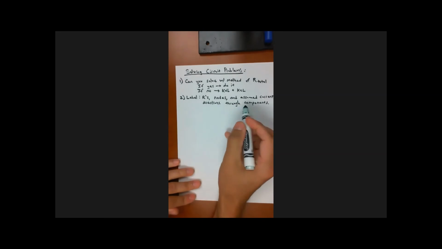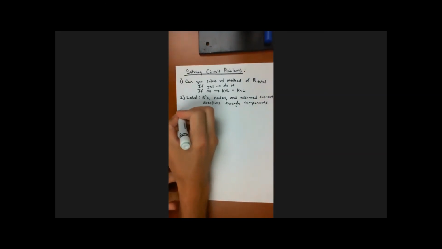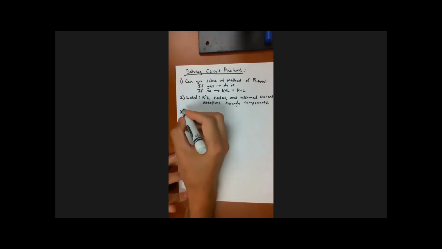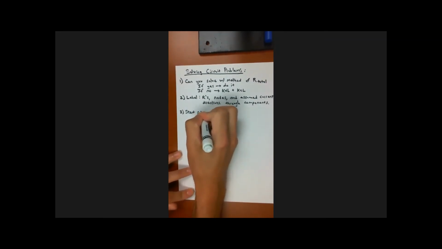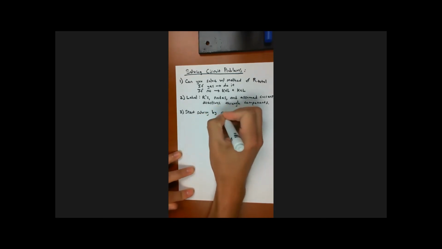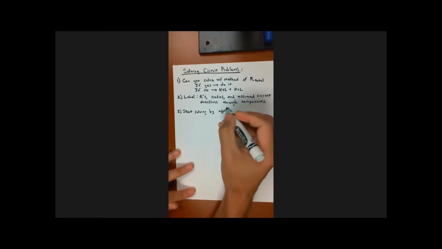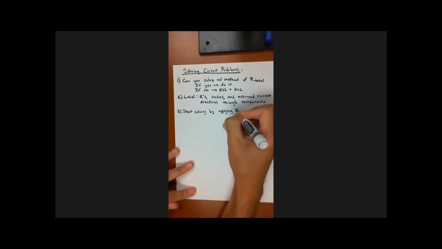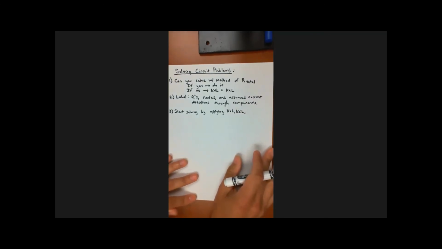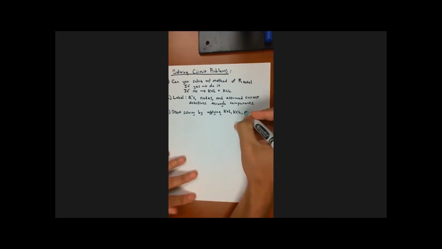So we're labeling everything, including the assumed current directions, and then step 3 is to start solving by applying all the tools that you've got. So if you're at this step, you're probably going to have to apply KVL, KCL, but don't forget about the other ones. Just because you're using KVL and KCL doesn't mean that you can't, at some point in your problem, also use Ohm's law. Ohm's law still applies.